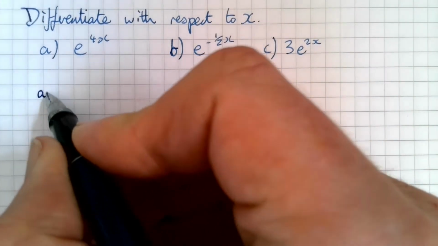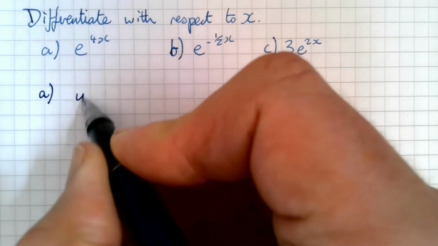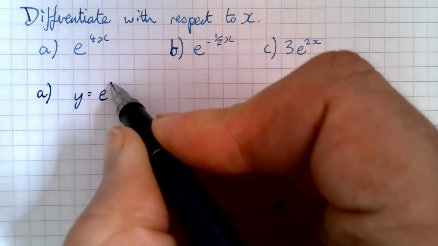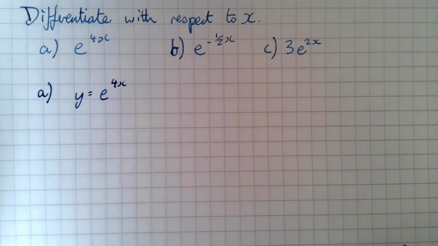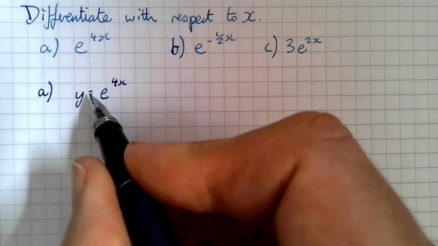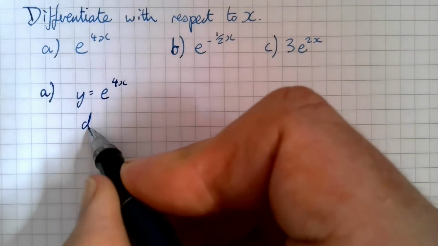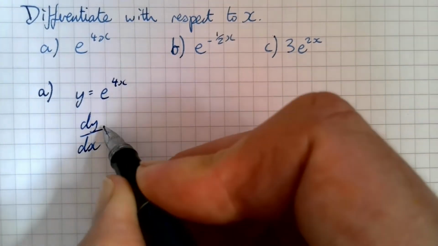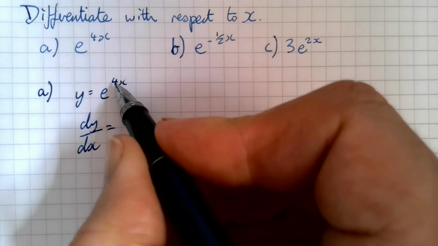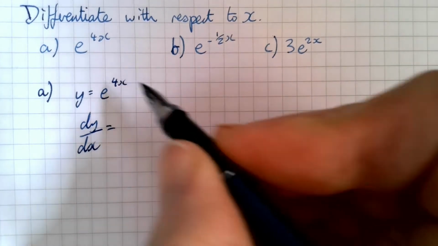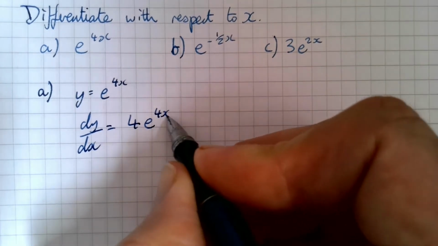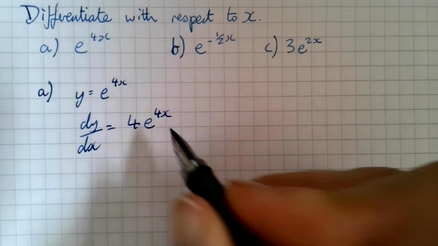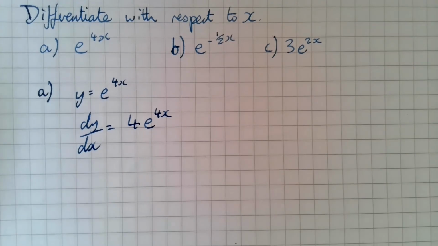So for the first one, we're going to say that y is equal to e to the 4x. I could have said the function of x, I'll do that on the next one. Therefore the differential dy over dx will be, we multiply by however many x's we've got, which is 4, and then the power stays exactly the same. That's the beauty of e. It means we don't have to do anything to the power.